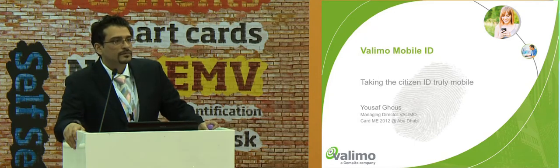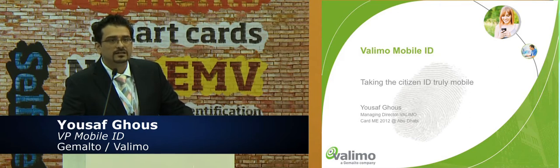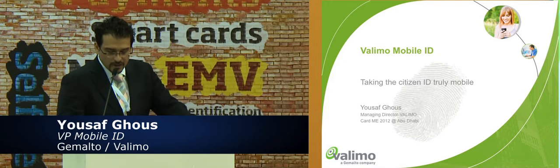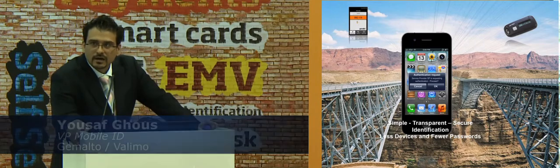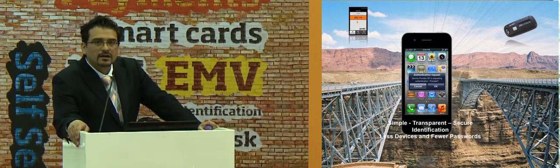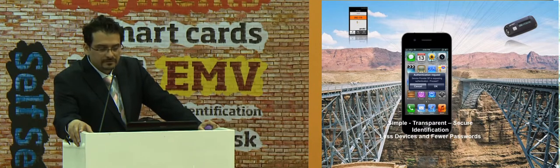Morning. So I'm here to talk about how we can take our citizen ID on the mobile phones. This is an interesting picture that I like to show. This is actually Navajo Bridge in Nevada, USA. It's giving two messages over here, talking about two-channel and security, bridging the gap between user convenience and security.